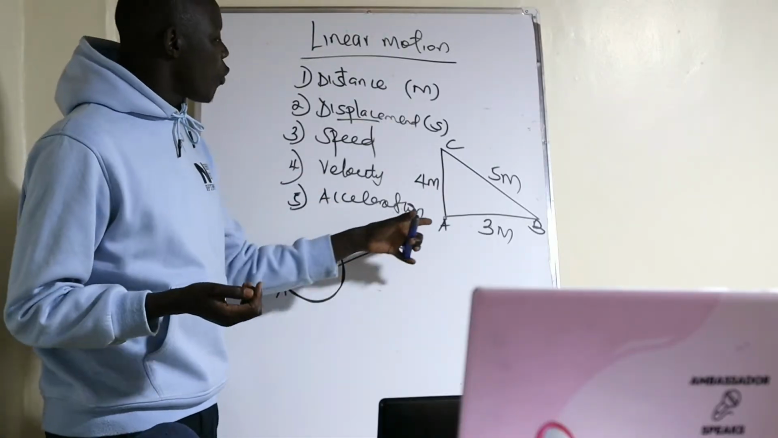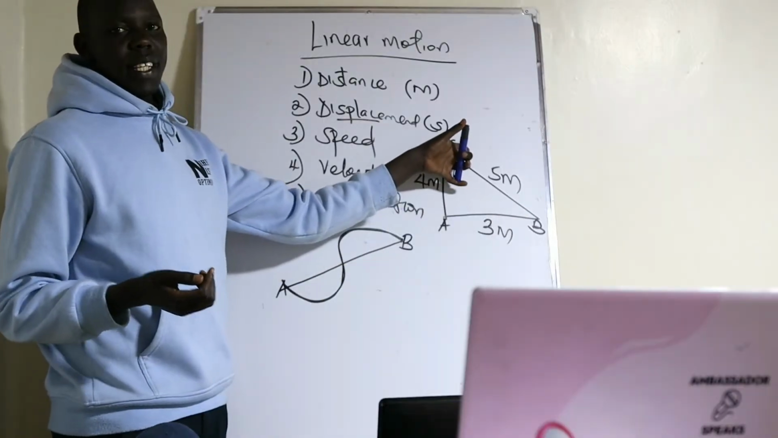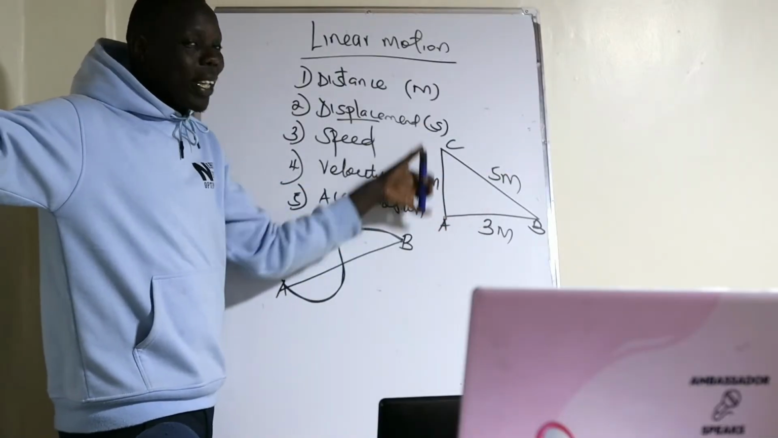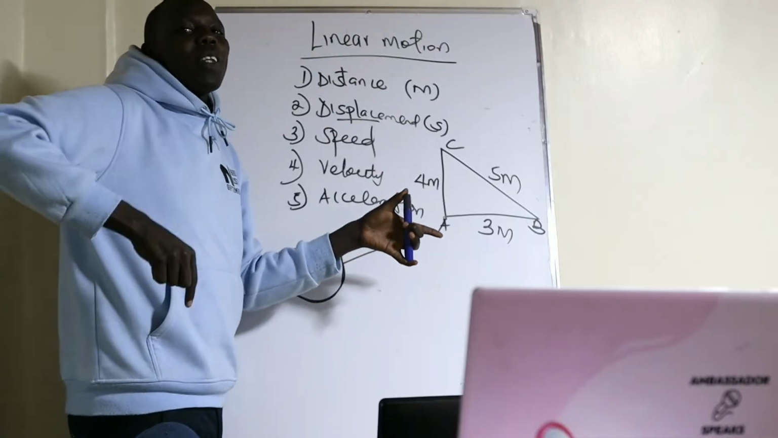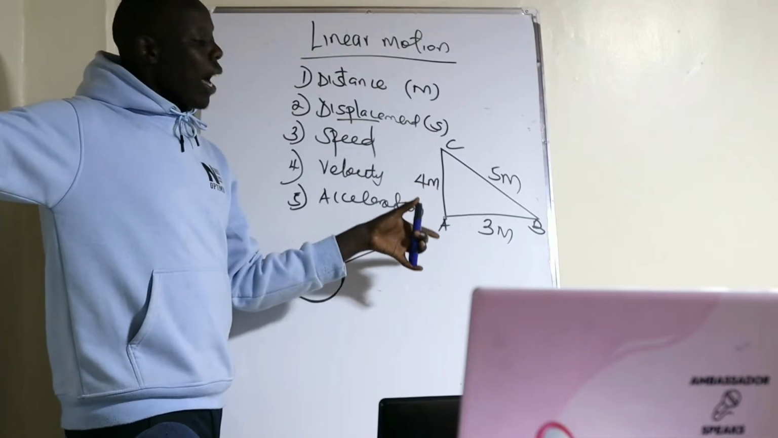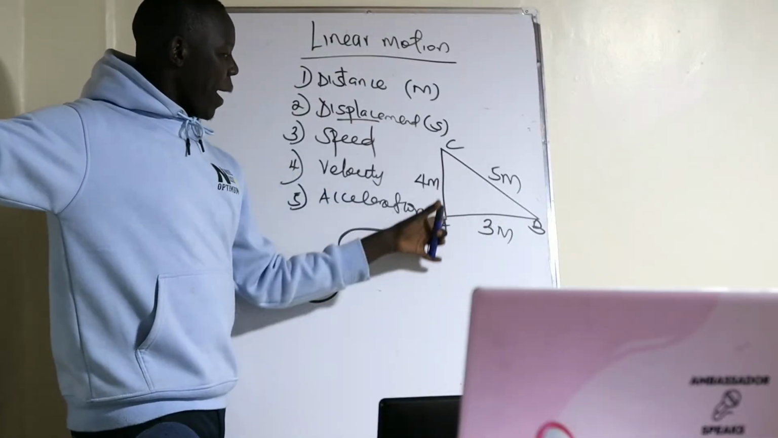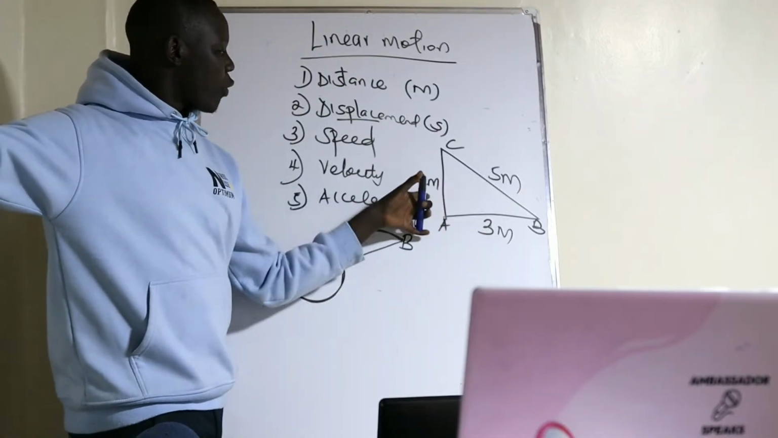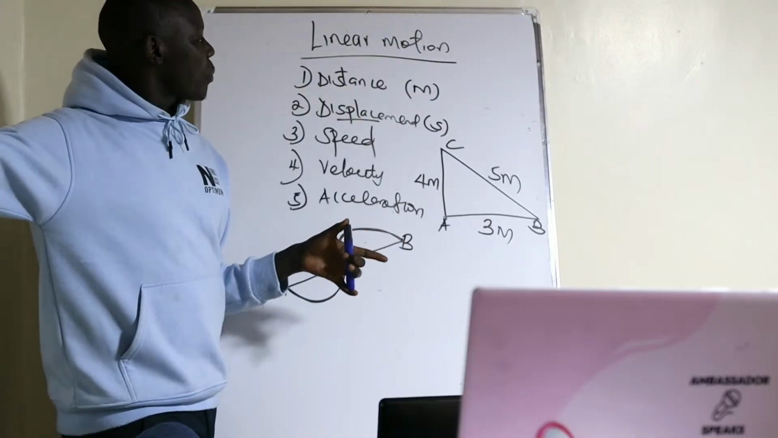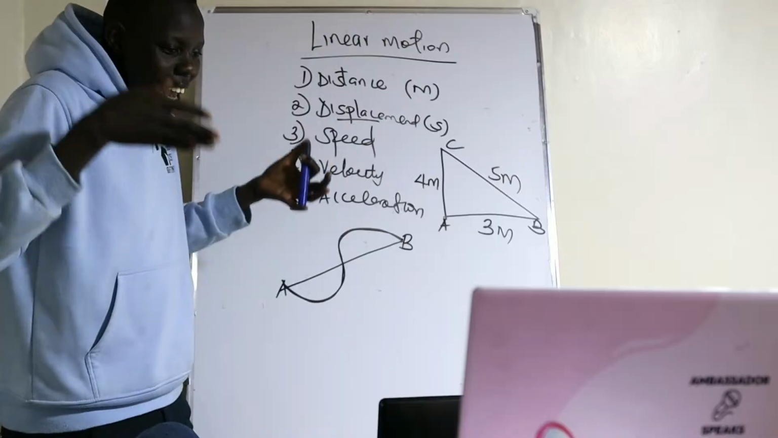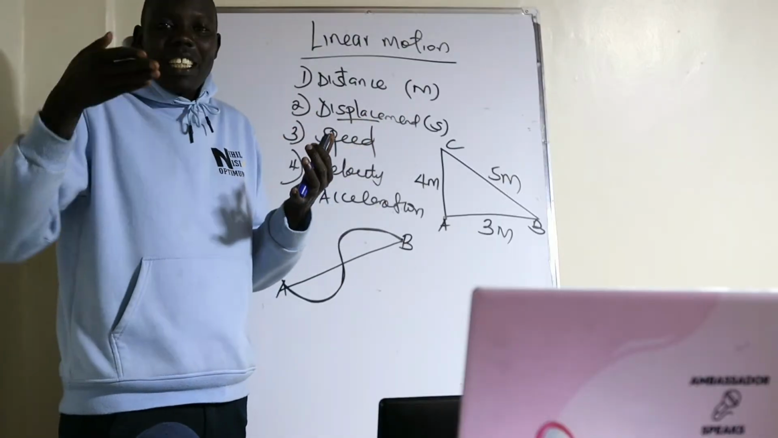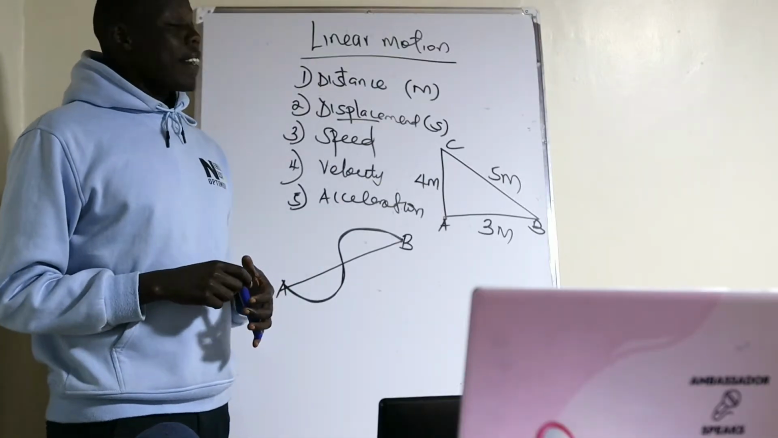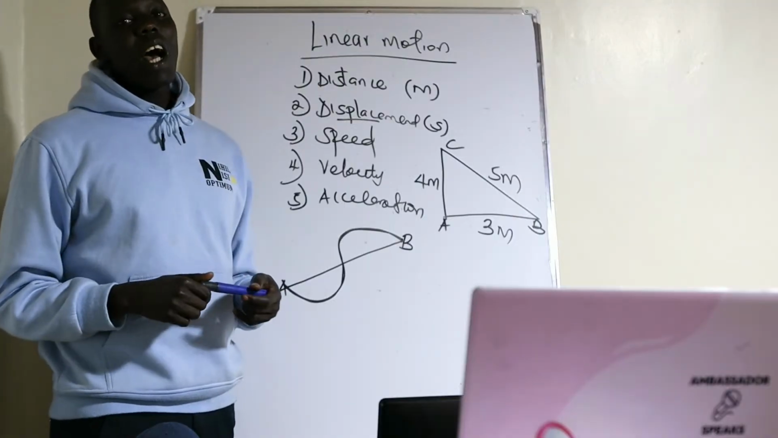If you move from A to B to C, the distance is 3 plus 4, but the displacement is only 4 meters. That is, from where you are standing compared to the starting point, what is the distance? 4 meters. And if I move from A to B to C and back to A, the distance covered is 3 plus 5 plus 4, but the displacement will be 0. I started at A and I'm at A, at the starting position. I'm displaced by 0 meters. Distance is a scalar quantity. Displacement is a vector quantity.